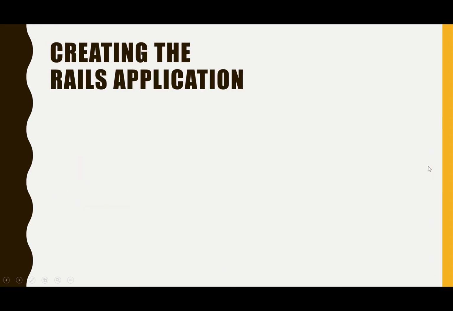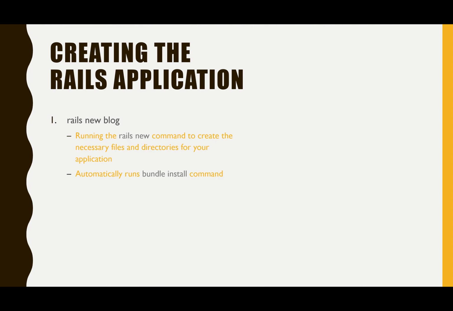Moving on, we are going to create the application. How this will look, if you remember, the first command would be to ask Rails to run a new blog. Rails new is the command, so it will create all the necessary files and directories for your application. This command also automatically runs the bundle install command, which will basically install all the necessary gems that you need for your new blog.